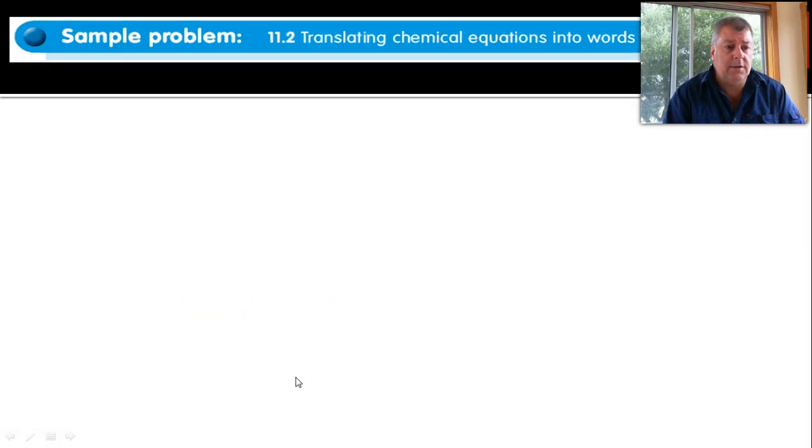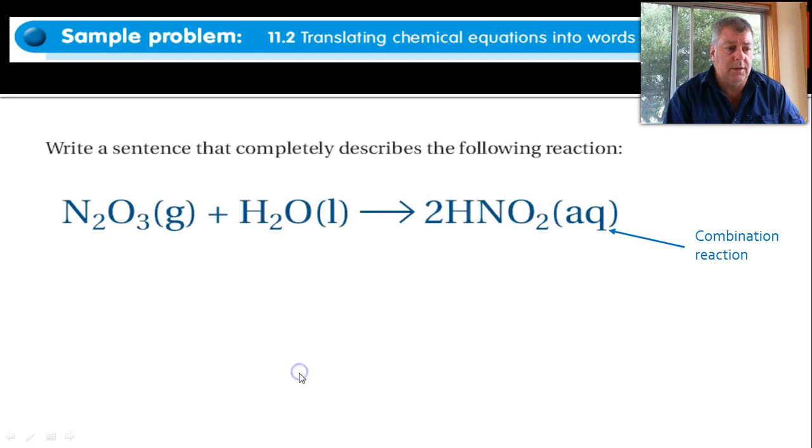Right, translating chemical equation into words. Another example. Write a sentence that completely describes the following reaction. And this is a combination reaction. We've got N2O3 plus water goes to 2HNO3. Now there's a little bit of knowledge required before you can do this, and the book sort of starts out a little bit confusing for you. There's a bit of expectation that you already know something.